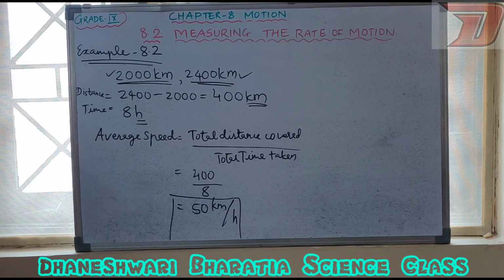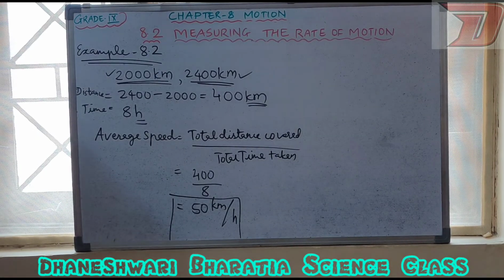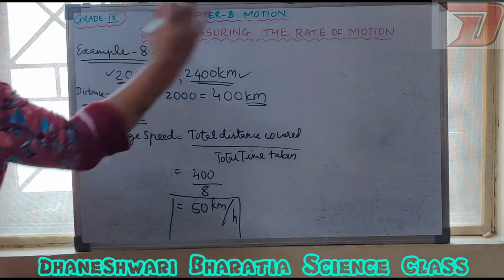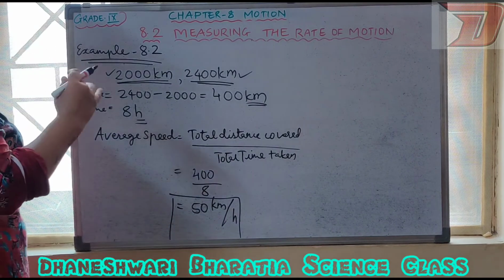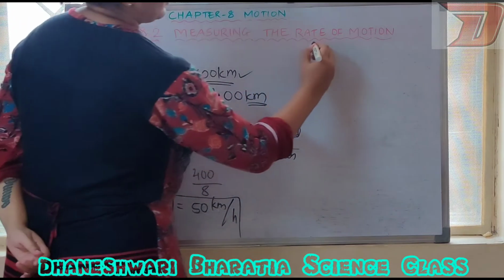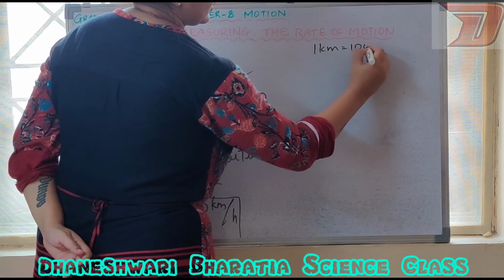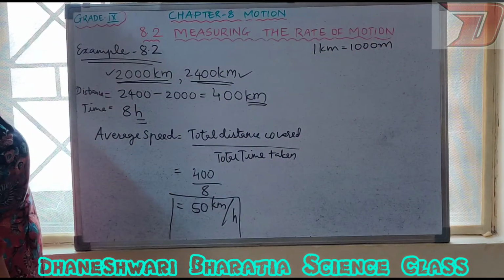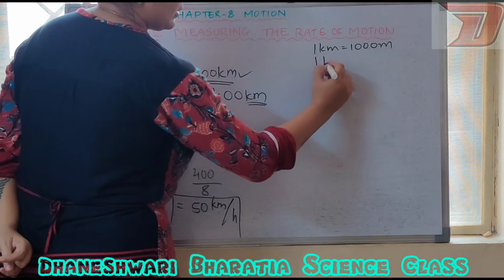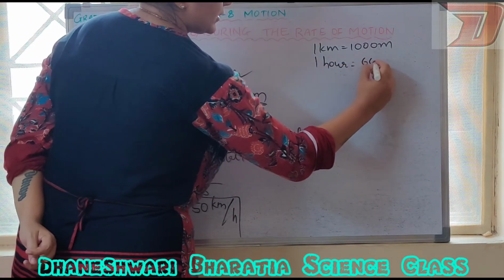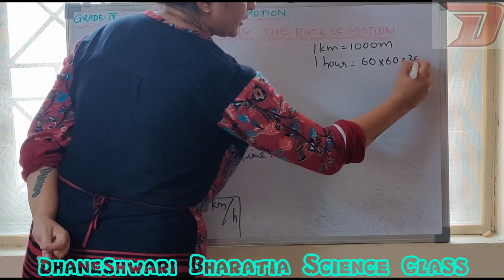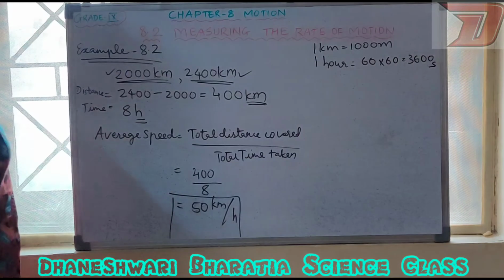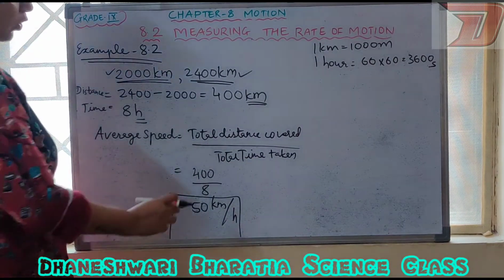Now what do we need to do? We have to convert this kilometer per hour into meter per second, right? Now the simple conversion you have learnt in your maths also, right? If you want to convert kilometer to meter, bigger to smaller, 1 kilometer means how many meters? 1 kilometer means 1000 meters, isn't it? And 1 hour means how many seconds? 1 hour is equal to 60 into 60, that is 3600 seconds, isn't it?